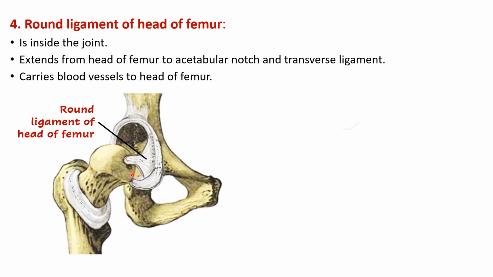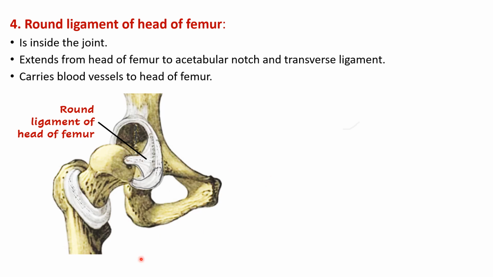Now it extends from the head of the femur. There is a depression here known as fovea centralis. From there it goes to the acetabular notch and to the transverse acetabular ligament. This carries blood vessels to the head of femur, mainly an acetabular branch from the obturator artery that will reach the head of the femur from here.